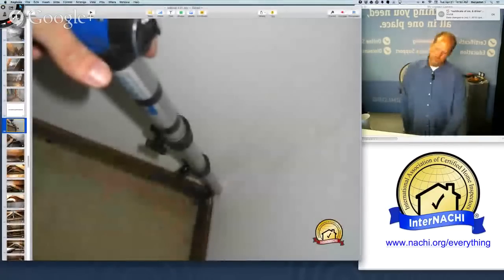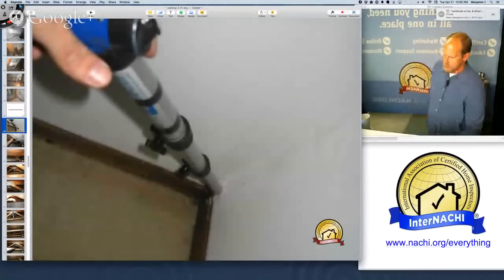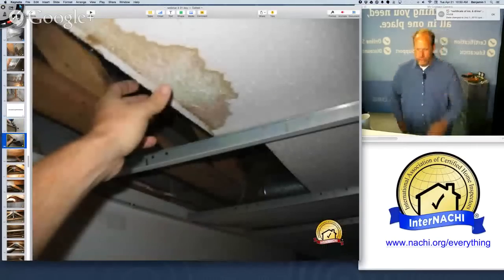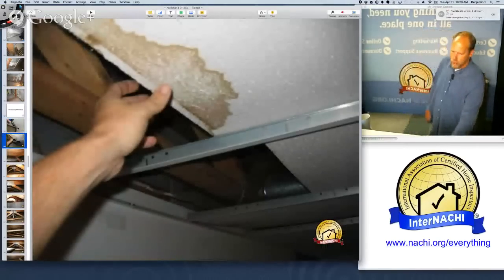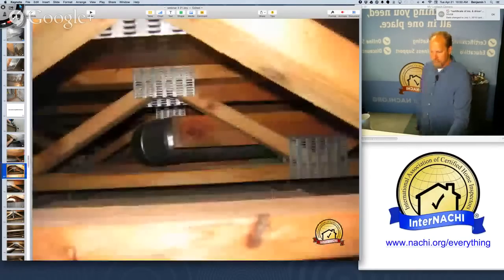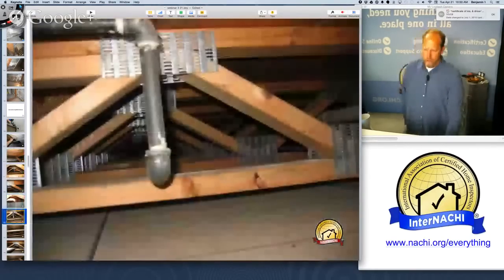And I have my moisture probe. That's an extendable probe with 2 prongs. Just tells me audibly if there's moisture detected. There are water stains on the drop ceiling. I think that's from a bathroom problem. It was underneath the half bath.